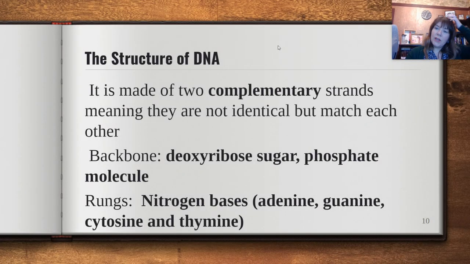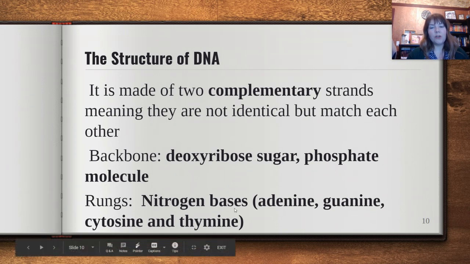So the structure of DNA is where I want to head to next. So the structure of DNA is, we say they're made up of complementary strands, not identical strands, complementary. Complementary because they match one another, but they're not identical, okay? Kind of think of them like fraternal twins instead of identical twins, okay? So the complementary strands are made up with the deoxyribose sugar and a phosphate molecule. And then they each have their own nitrogenous bases.